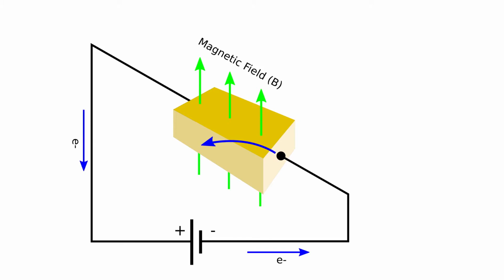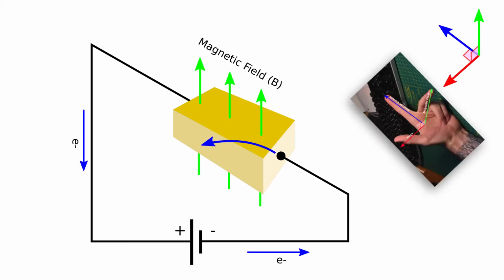If we now apply a magnetic field across the chunk of semiconductor, the Lorentz force comes into play. Instead of shooting straight across, ignoring a bit of bumping into atoms along the way, the electrons are forced over to one side. To work out the direction they're going to go, we whip out our left hand, and lo and behold, they're going to the left.